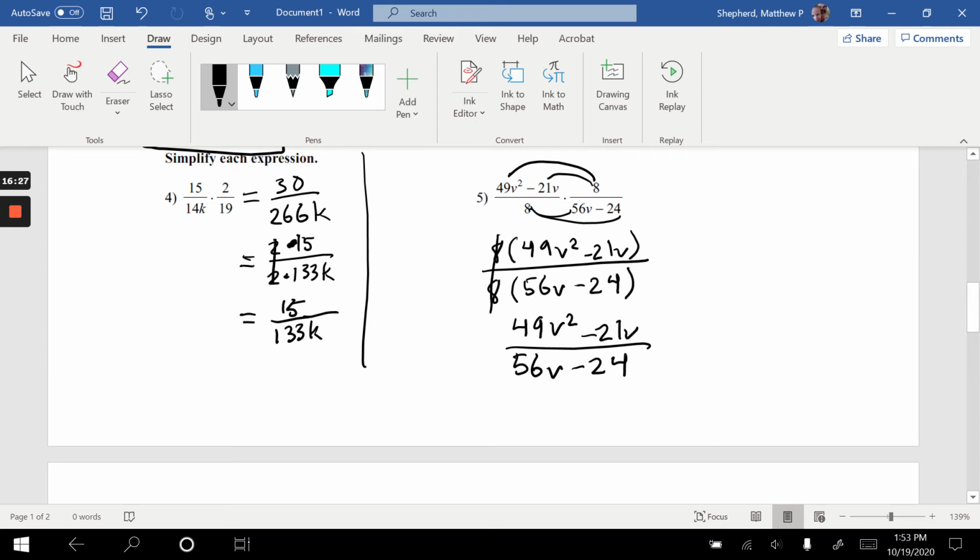At this point, I would usually start looking for some number that I could take out of every term. Now, only 3 of them have a v, so I can't take out a v. If I look at the 49, I can think about what are all of its potential factors. I chose 49 because it's got easy factors. It's just a 7 times a 7. That's the only possibility. So 49 could be divided by 7. 21 can be divided by 7. 56 can be divided by 7. 24 can't. And since 24 cannot be divided by 7, and 7 is the only thing we can divide the 49 by, that's as simplified as that one's going to get.